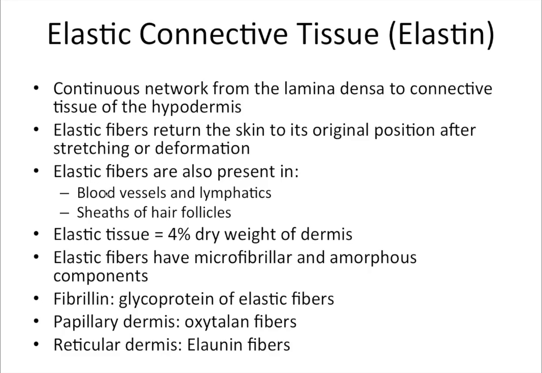We also find elastic fibers in blood vessels and lymphatic tissues, and also as part of the hair follicle structure. Actually, the sheath essentially refers to the coatings of the hair follicle structure. We'll discuss that in another chapter when we talk about hair biology. But essentially, they're just different layers that surround the hair follicle, and collagen's there stabilizing that as well. Elastic tissue accounts for about 4% of the dry weight of the dermis, so it's much less than collagen.